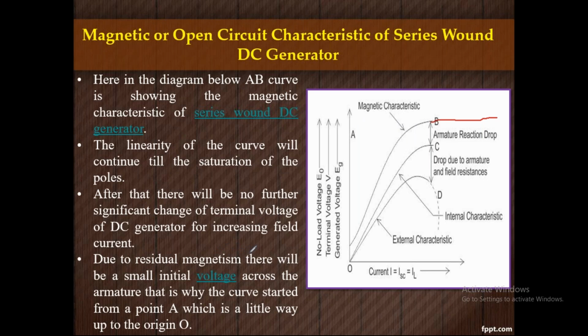Due to the residual magnetism, there will be a small initial voltage across the armature. That's why the graph belonging to the magnetic characteristic starts from some value. Let it indicate point A, and this value represents the residual magnetism.